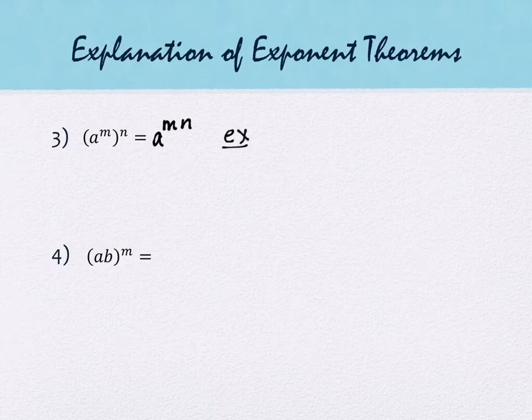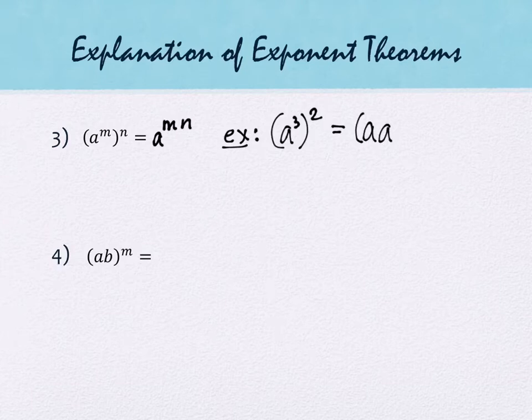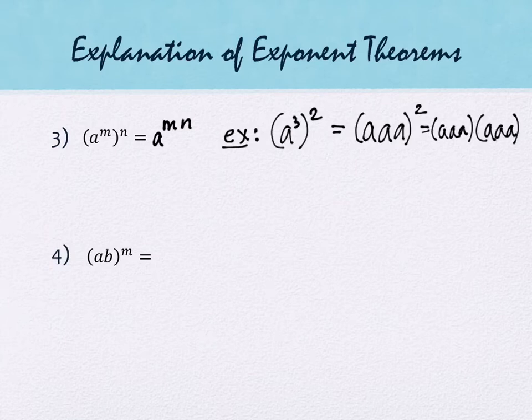Okay. The next one is supposed to be multiplication, mn. So, another example. We will do a to the 3rd squared. Okay, so a to the 3rd means 3 a's. And squaring means to multiply something by itself. So I've now got a and another a. I'm running out of space. How many a's is it? 6. And how do you get from 2 and 3 to 6? You multiply. Right.